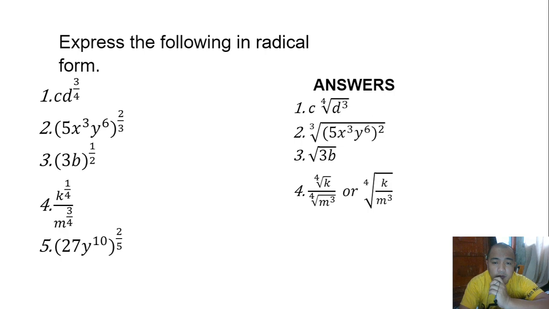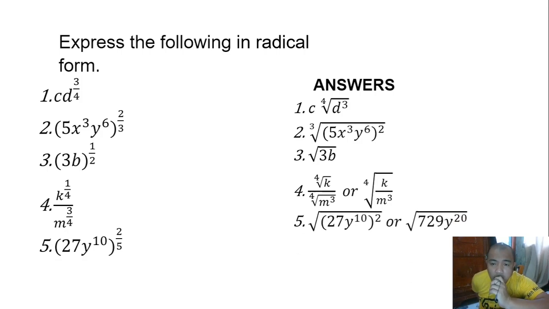Number 4 is 4th root of k over 4th root of m cubed, or since they have the same index, we can write it as the 4th root of k over m cubed. Alright. And number 5, the answer is okay. I forgot to write here the index, which is 5. There should be an index here. The index here is 5.